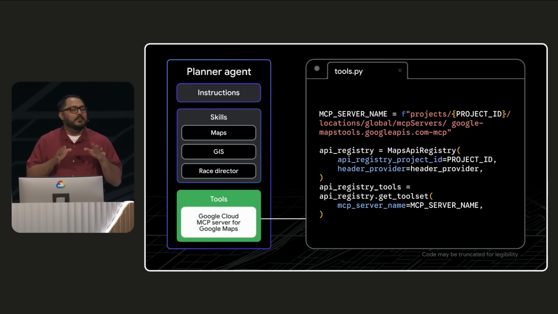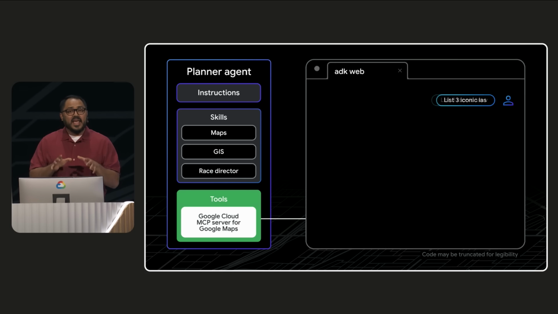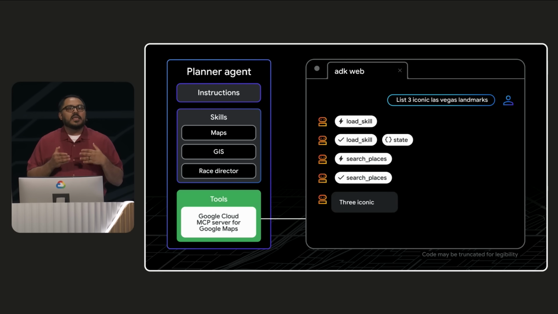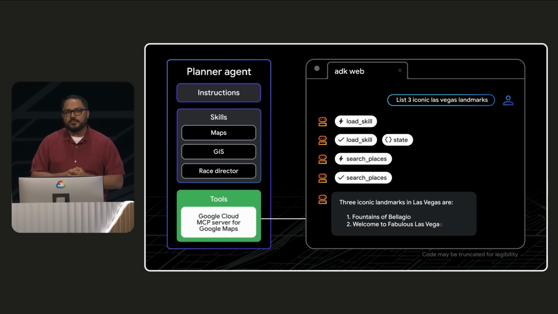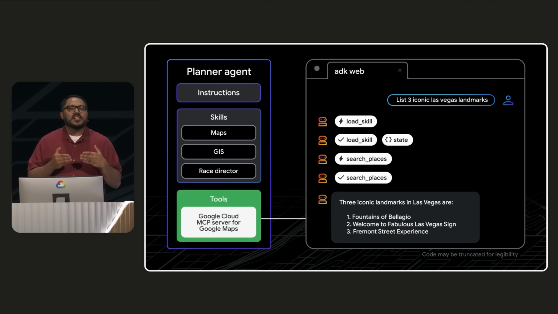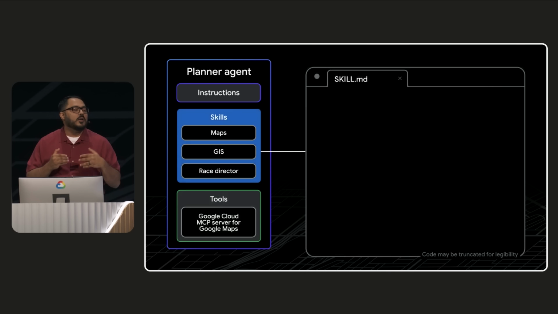Now we can ask map-related questions, and the agent will be able to answer them using the Google Maps MCP tool. For example, we can ask for a list of landmarks in Las Vegas, which we can use to plan our route. Next, let's talk about skills.